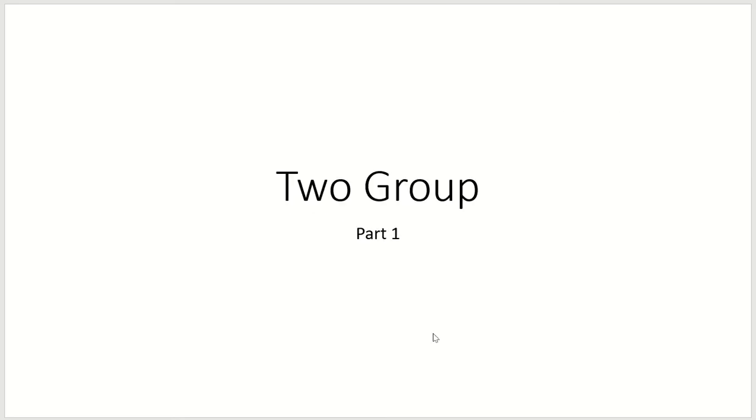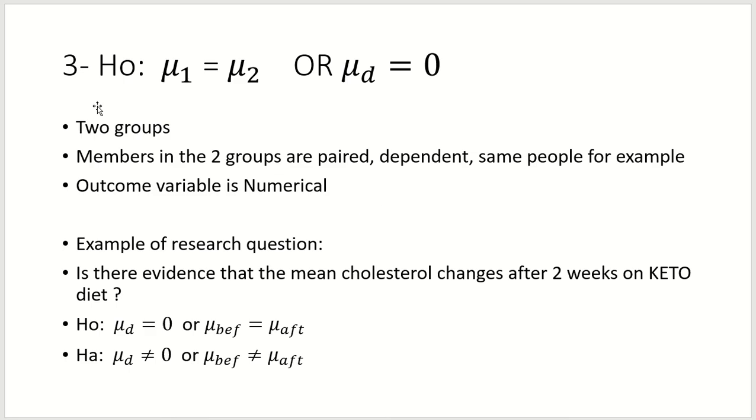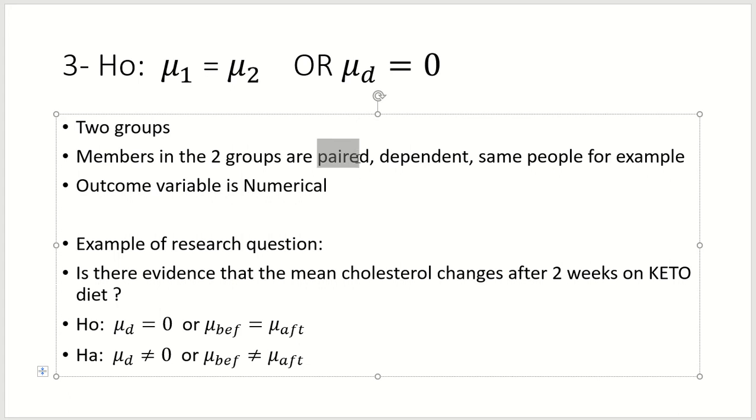Okay, so now we have two groups, and I have that in two parts. The first part is when your outcome is numerical, and the second part when your outcome is categorical. Okay, so scenario number 3, the hypothesis you'll be testing is mu1 equals mu2, or mu of differences is equal to 0. So you have two groups. Members in the two groups are paired or dependent, or they are the same people. And your outcome of interest is numerical.